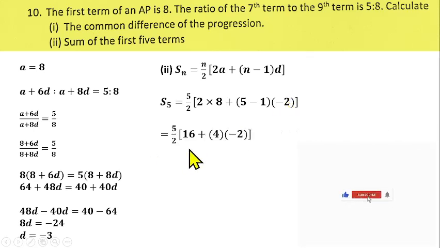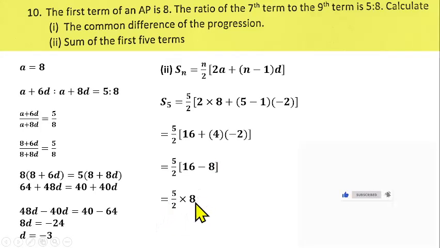Then if you simplify further, we have 5 over 2 into 16 plus 5 minus 1 is 4 multiplied by minus 3. So you have 5 over 2 into 16 minus 3 times 4, which will give us minus 12. So 16 minus 12 will give us a 4, not 8.